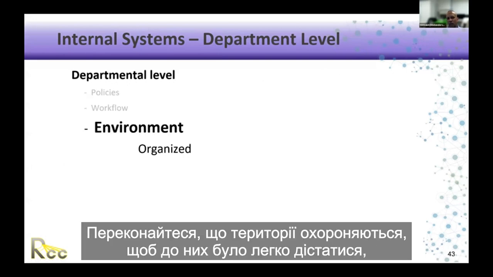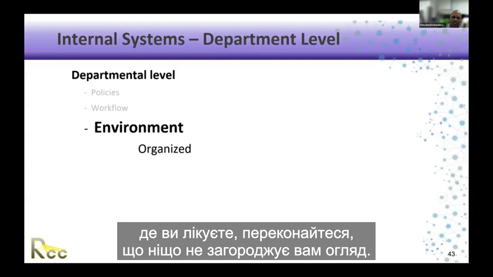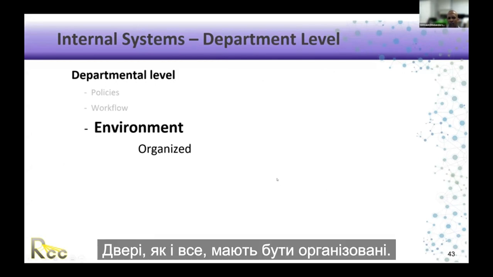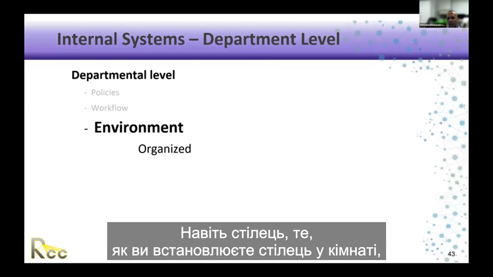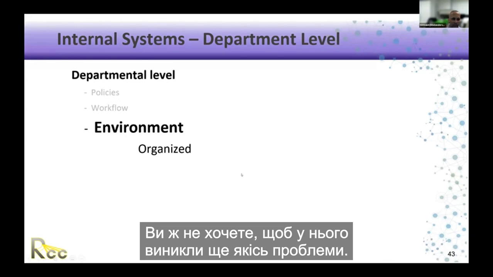Make sure the environment is organized and areas are tidy, so it's easy to reach. If you have to see your patient where you treat, make sure nothing is blocking your view. The door, everything has to be organized. Even a chair, the way you set it up inside the room, so it doesn't trip the patient and make them fall. You don't want to give them other issues.